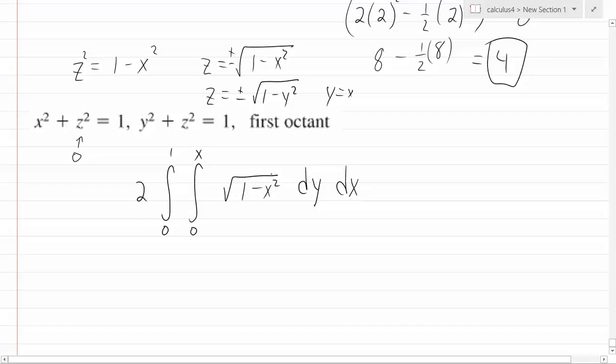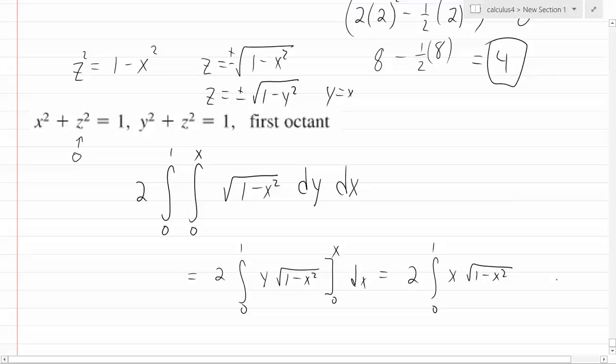Now, that's not as important as this here. If I did want to set this up dx dy, I would want to have the square root of 1 minus y squared here, and I would want to be integrating from 0 to y. Anyway, I'm integrating with respect to y first. So that's going to be 2 times the integral from 0 to 1 of y square roots of 1 minus x squared evaluated from 0 to x. And so now that's going to give me the integral of x square roots of 1 minus x squared.